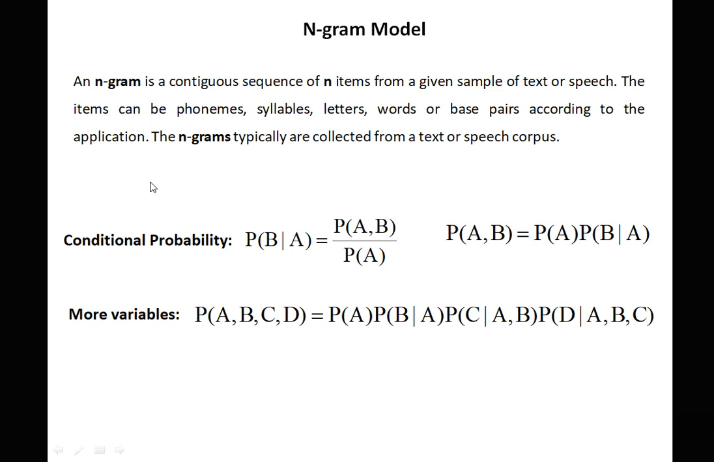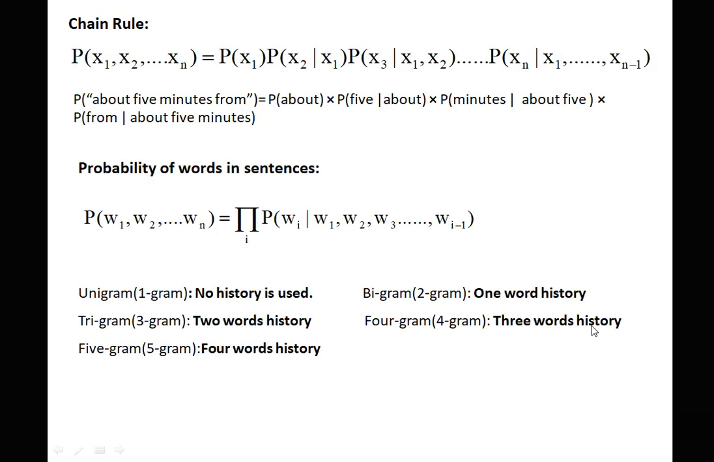Now we see the derivation for the Ngram model. Basic formula of conditional probabilities: probability of B given A is equal to probability of A and B, that is two events occurring simultaneously, divided by probability of A. We can arrange this equation like this: probability of A and B is equal to probability of A into probability of B given A. If more variables are involved, we can write the equation as probability of A into probability of B given A, probability of C given A and B, probability of D given A, B and C.